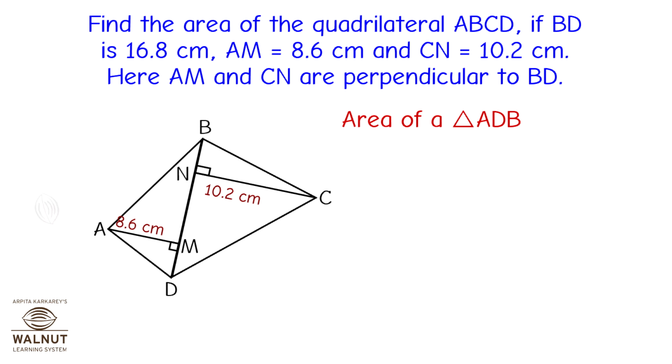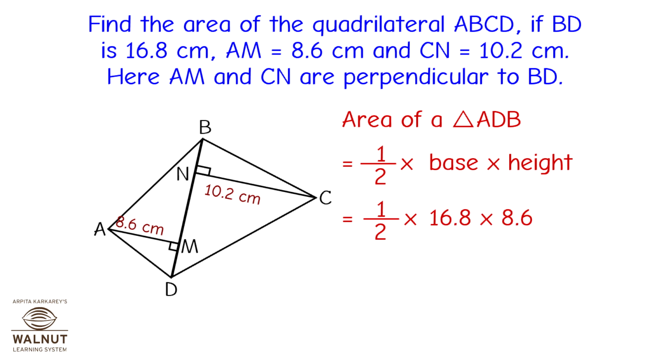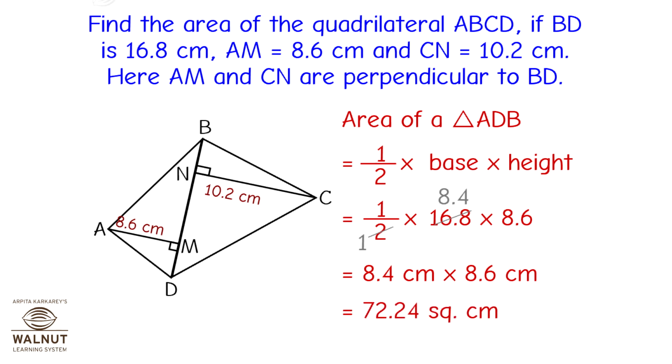Area of triangle ADB is equal to 1 upon 2 into base into height. Put in the values and we get 1 upon 2 into base into height, which is equal to 1 upon 2 into 16.8 into 8.6. We simplify it and we get the area of triangle ADB, which is equal to 72.24 square centimeters.